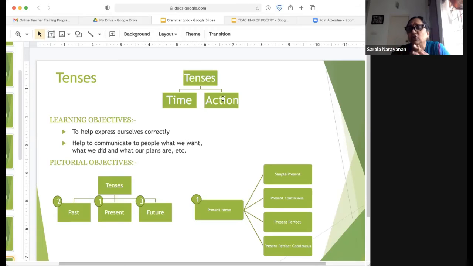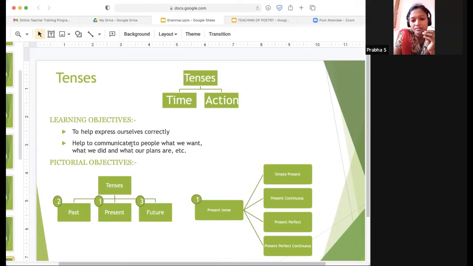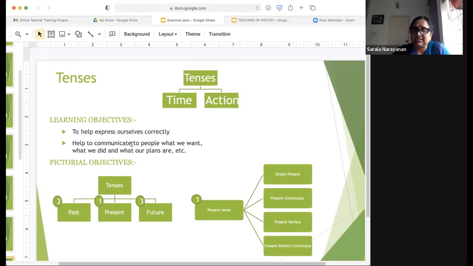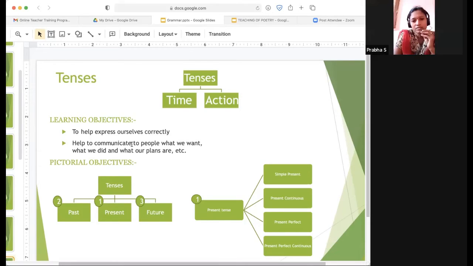So what is our learning objective today? To help express ourselves correctly, at the correct time. That is the main objective of us today. It helps to communicate to people what we want, what we did, and what our plans are. What we want will be what tense? Present tense. What we did will be past tense. What our plans are? Future tense.